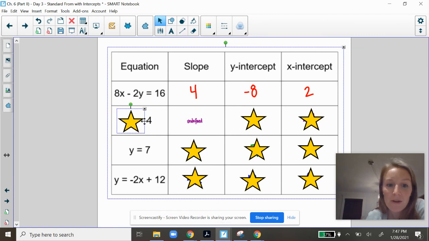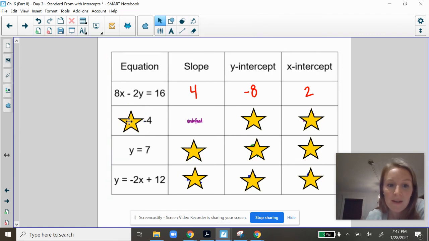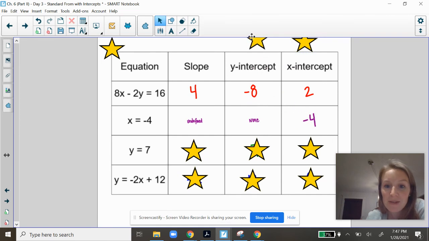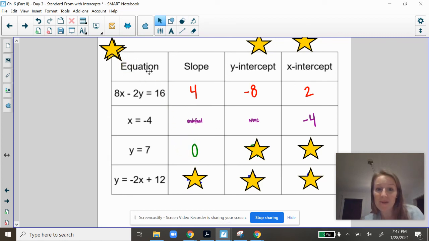Then hopefully you are realizing it's not going to have a y-intercept. And then its x-intercept is going to be -4. y = 7 is going to be a horizontal line with a slope of 0. It's going to have a y-intercept of 7, and it's going to have no x-intercept.